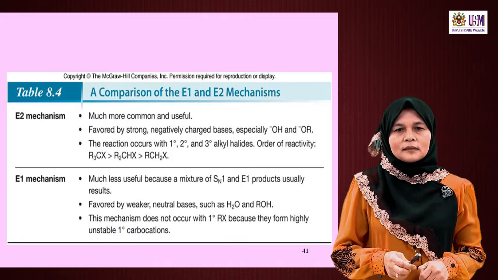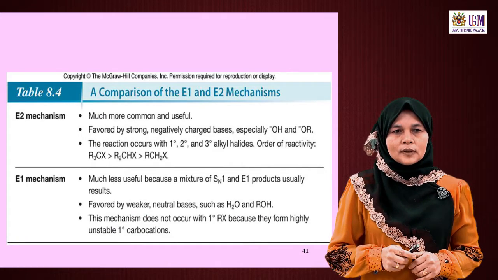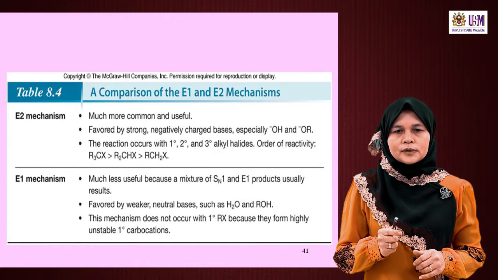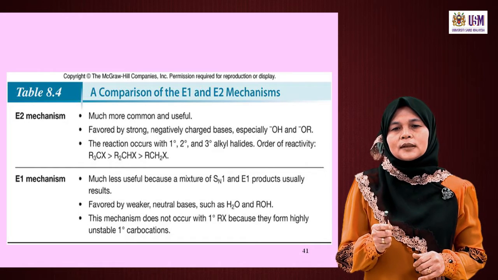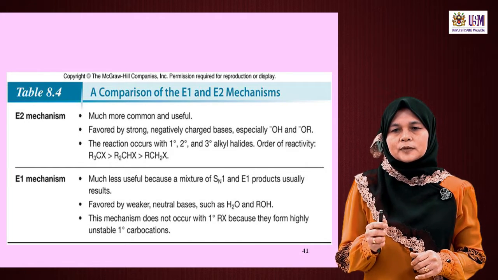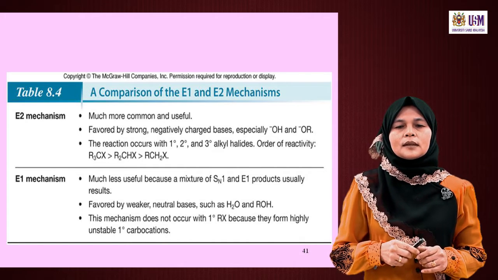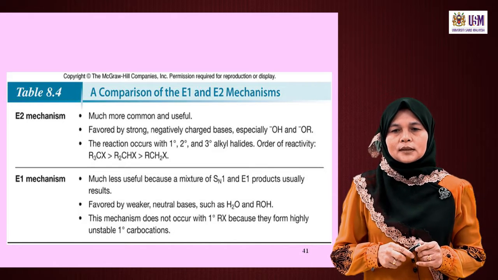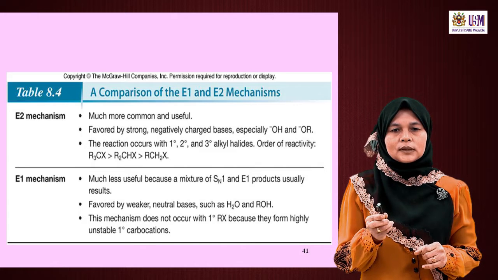product. A comparison of the E1 and E2 mechanisms. The E2 mechanism, which is much more common and useful, is favored by strong negatively charged bases, especially hydroxide and alkoxide. The reaction occurs with primary, secondary and tertiary halides. The order of reactivity is shown here.